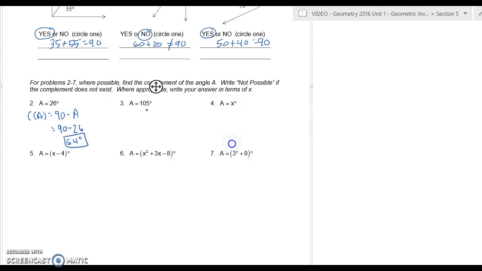If I try this in number 3, I do 90 minus 105, and I get negative 15, and that's not possible. Again, it's over 90 degrees, so we have a major concern. Let's jump down to a more challenging one. Let's look at number 6 here. We're taking this same idea. We're going to take 90 minus the angle.